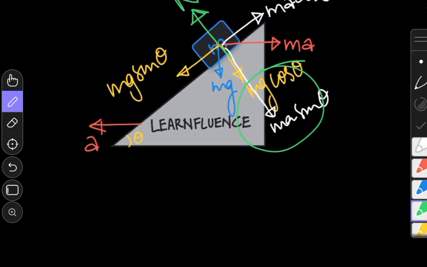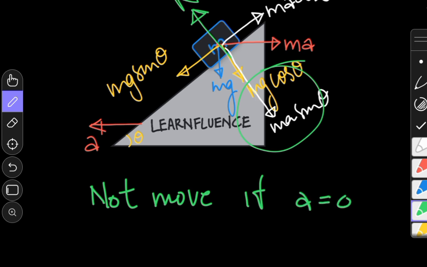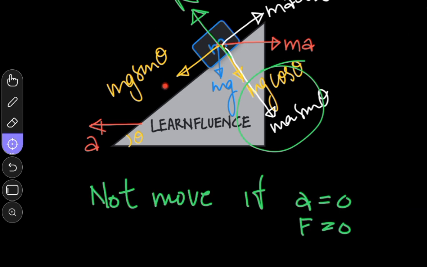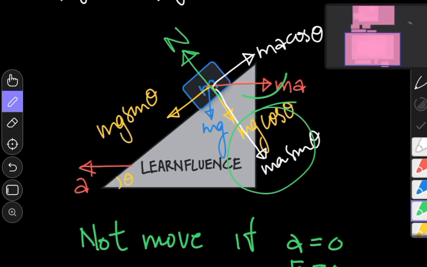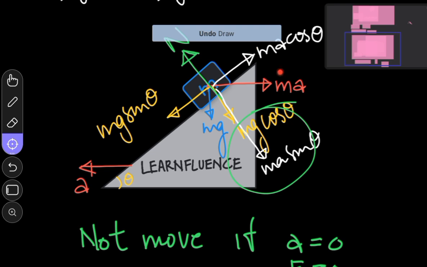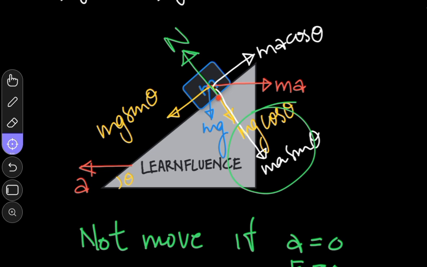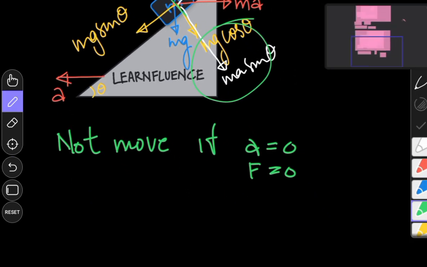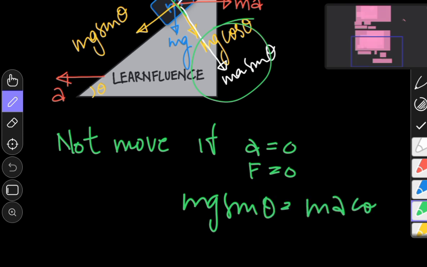For the body not to move, there should not be an acceleration. That means the body will not move if net acceleration is equal to 0. That means net force is equal to 0. Here there are two forces acting. One is mg sin theta towards this left side, and the other one is this force ma cos theta towards this right side. So if the magnitude of these two are the same, the body will not move. So if mg sin theta is equal to ma cos theta, the body will not move.